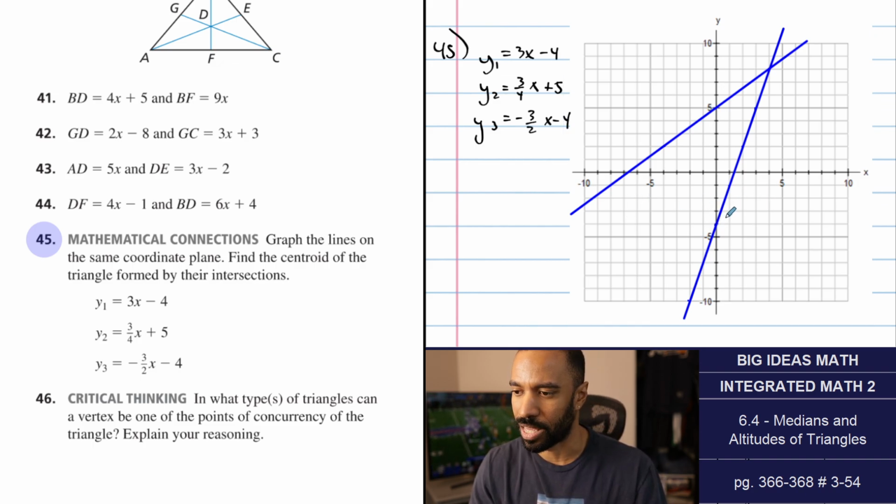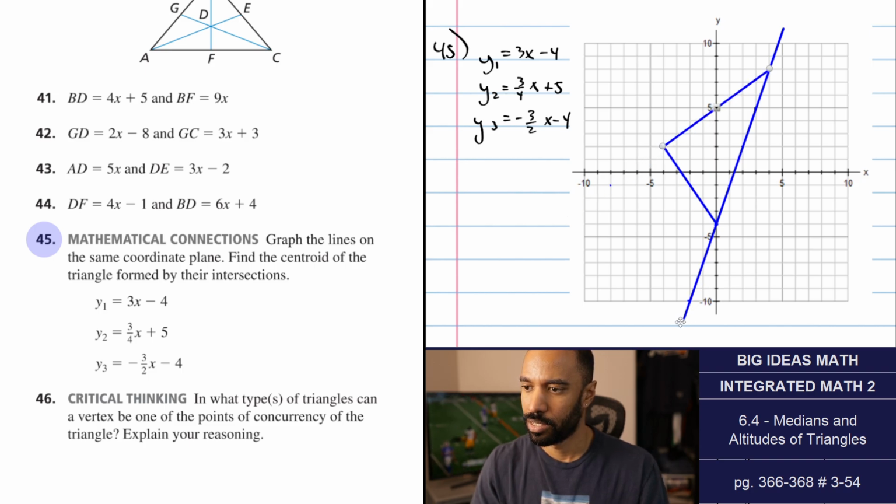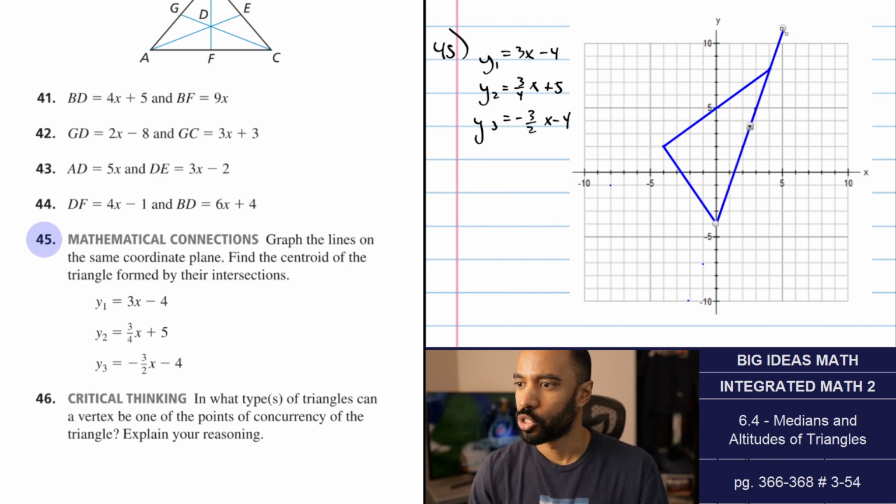Okay, that intersects right there. So let's just go up 1, 2, 3 over 2. Okay, now we know where that's going to intersect. So I just get to draw that part. I'll shrink the other two after. So we got y1, y2, and y3. So they intersect there. There. And there. So here's our triangle.